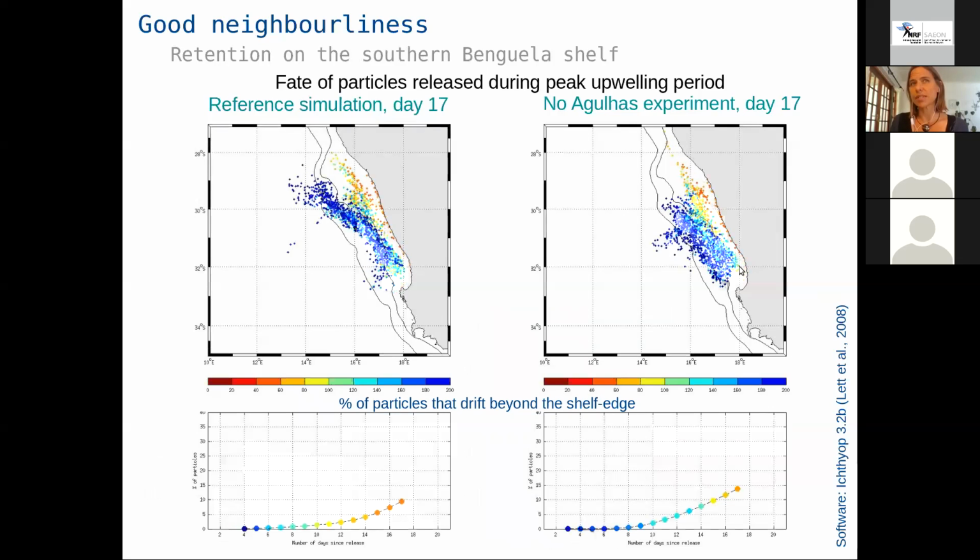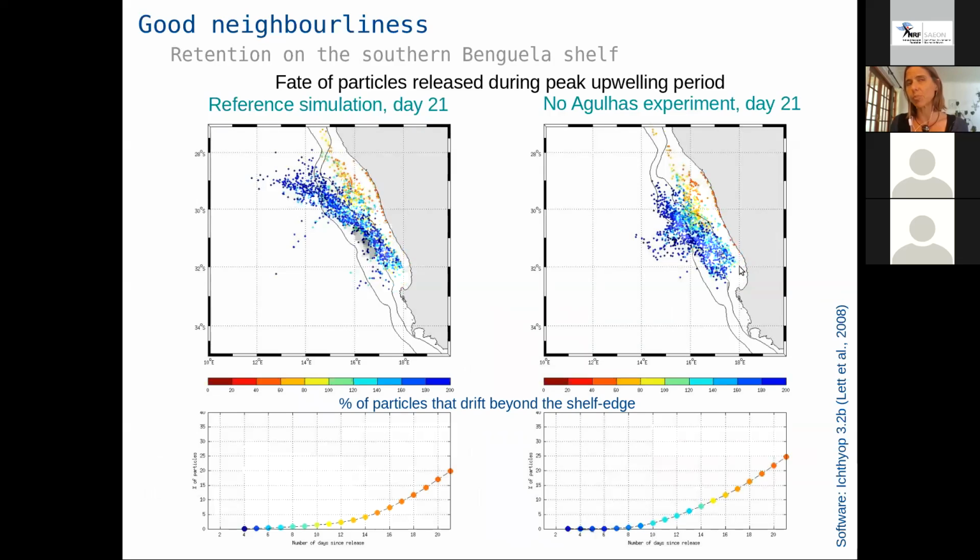So what these results are showing us is that the Agulhas current has a pretty important role to play in retention on the southern Benguela shelf by producing this intense jet current at the shelf edge that serves as a kind of barrier to the cross-shelf transport of these particles. So these particles might be nutrients, they might be larvae or fish eggs or whatever.